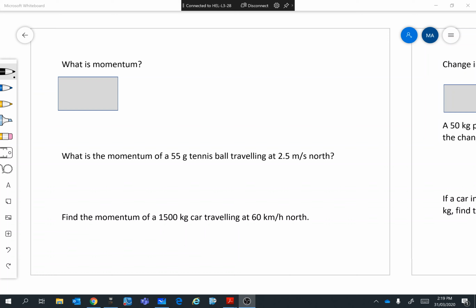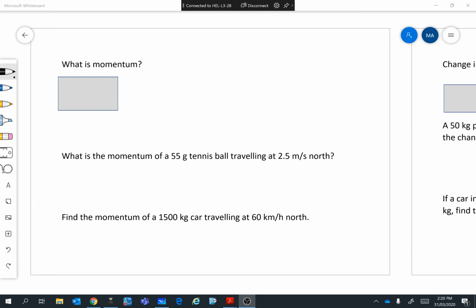Hi there science students. In this video we're going to look at momentum. Just want to note that momentum appears in Criterion 5 in the form that we're looking at it today. It'll also come up again in Criterion 6. It'll be a bit more complex then because we'll have to examine how momentum is conserved in collisions.